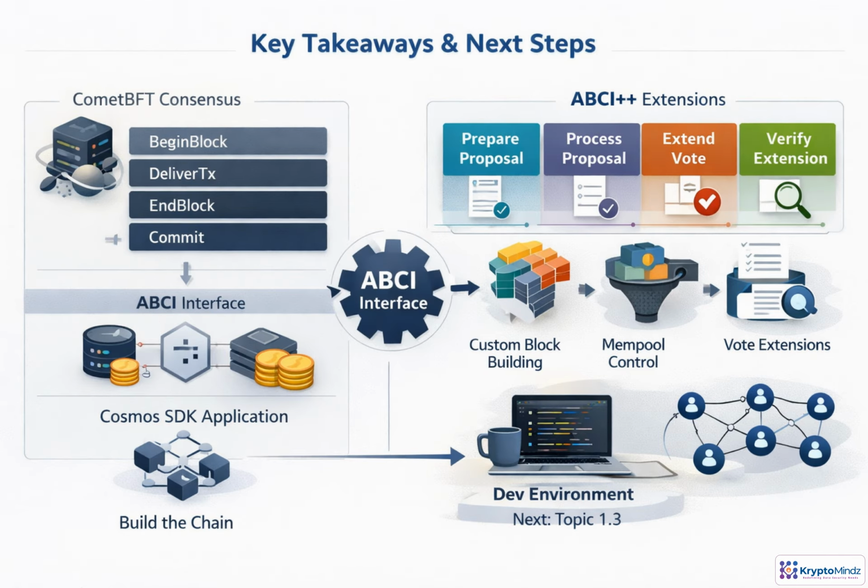ABCI is the contract that lets CometBFT drive deterministic Cosmos SDK state changes. Classic ABCI executes blocks through BeginBlock, DeliverTx, EndBlock, and commit. ABCI++ extends that lifecycle with proposal and vote hooks, enabling smarter block building and validator coordination. Next, we'll turn this understanding into a working chain.